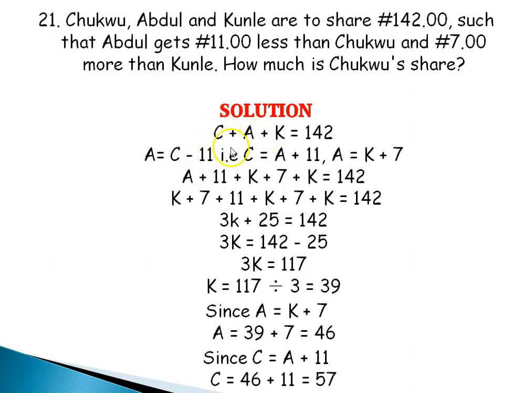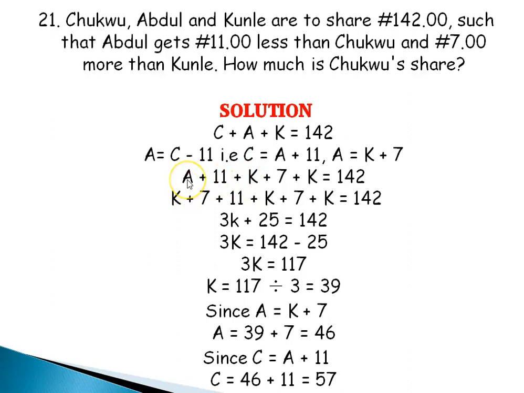Alright, so instead of C, I'm going to write A plus 11. A plus 11 plus A. Instead of A, I'll write K plus 7. That's why I have K plus 7. Plus K, I'll leave my K as it is. What am I trying to do? I want all my equations to be written in terms of K to make it easy for us to solve it. So I have A plus 11 plus K plus 7 plus K is equals to 142. Don't forget, all we did was to substitute these equations into the very first equation we have here. Alright, so we can continue from here.